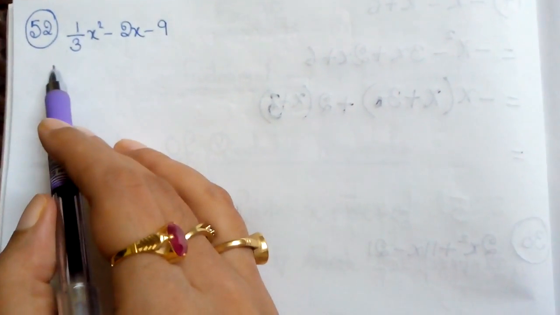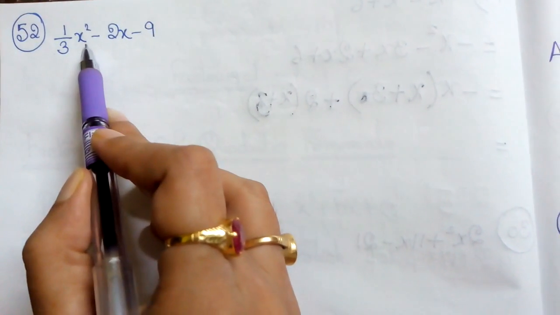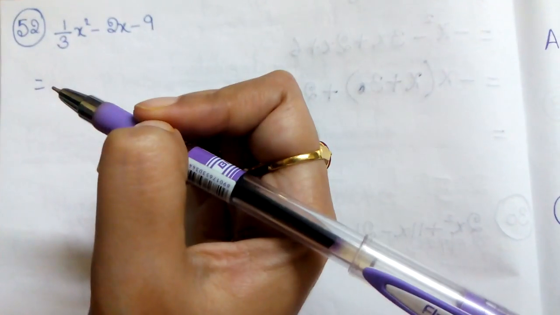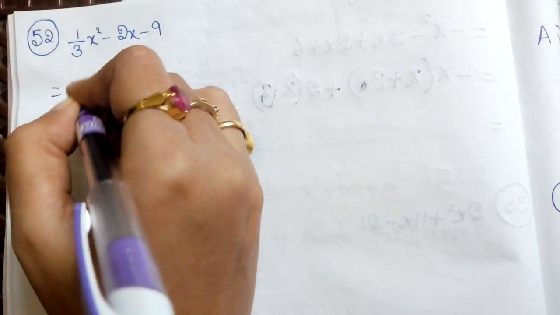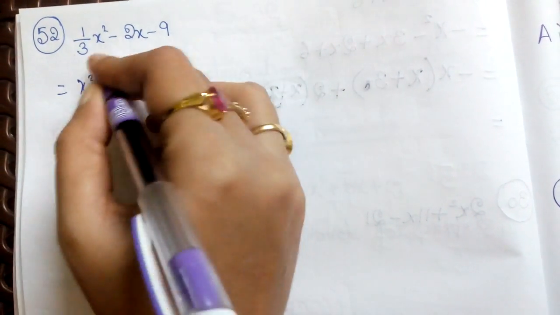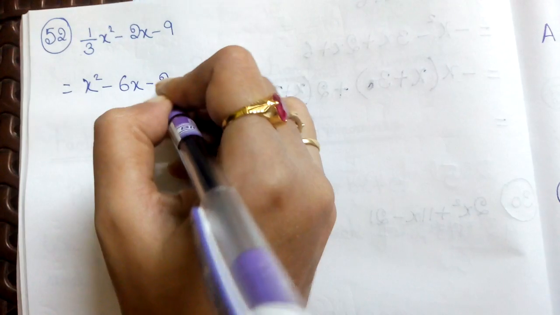Now we are going to solve sum number 52, that is 1 by 3 x square minus 2x minus 9. So first I am going to take the LCM. So how much we will get? That is 3. So x square minus 3 into 2 gives me 6x minus 27.